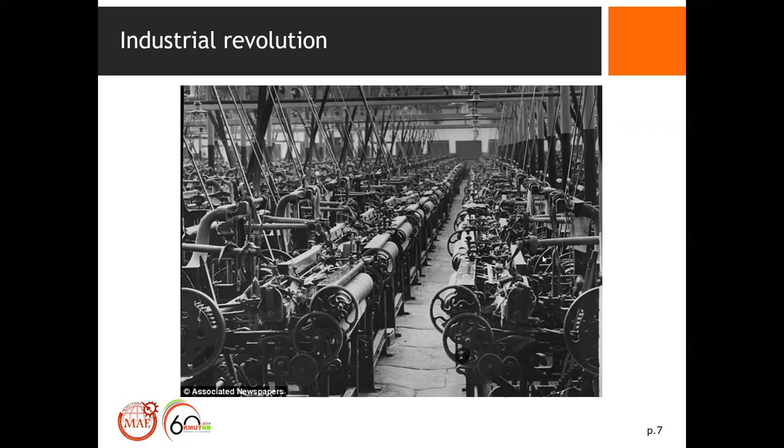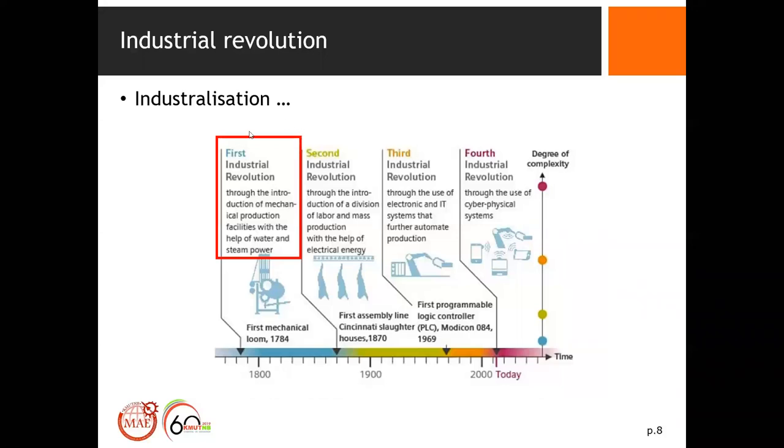Okay. However, the main objective of using the machine in the first industrial revolution is to replace the manpower, right? As the description over here says, the first industrial revolution came through the introduction of mechanical production facilities. So it's mainly about mechanical power with the help of water and steam power.